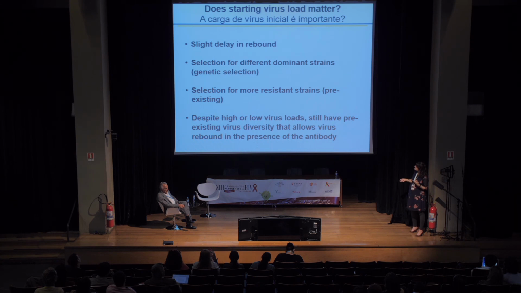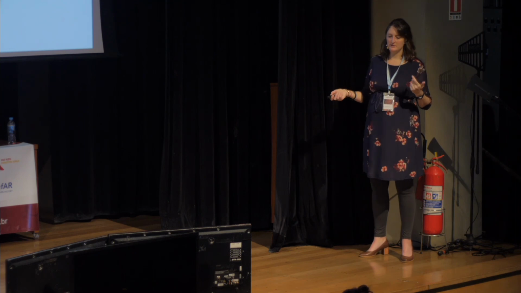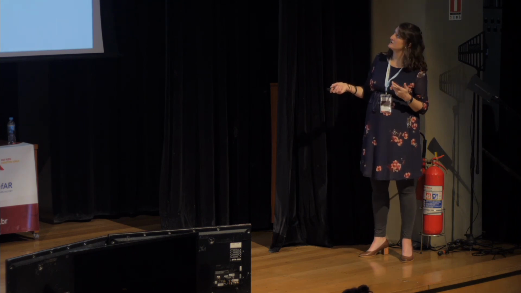So none of this is super surprising, but they did the clinical trials, and now we know exactly how this happens. And it's also important to point out that you don't need to be completely resistant to the antibody to grow. You just need to be resistant enough to be fit in that environment. So despite having high or low virus loads, no matter what you start with when you infuse someone with an antibody, you end up with a similar result.